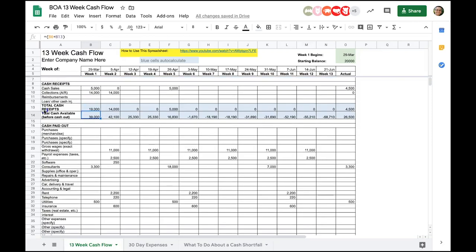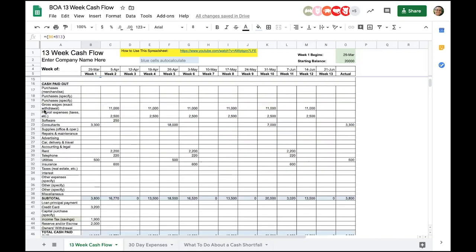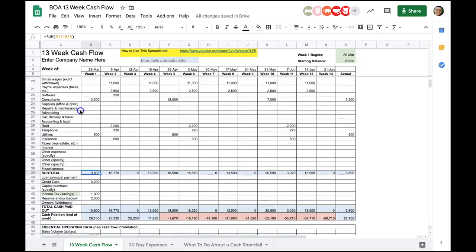Now we have to figure out what are expenses during that week. So that's where this spreadsheet that we just created can help us out to figure out, okay, the last week of March, what do we expect to pay? So let's assume that we have a consultant invoice that's due in the amount of $3,300. We have utilities in the amount of $500, which gives us a subtotal of $3,800. Now let's also say that we know that our credit card bill is going to be due, and on average we expect it to be about $3,200 for the month.